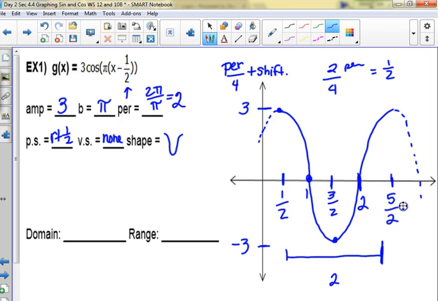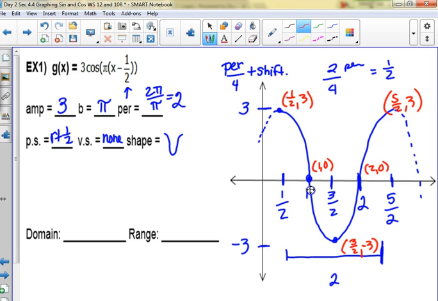All right, so give me the ordered pairs real fast. Somebody? 1/2, 3. 1, 0. 3/2, -3. 2, 0, and 5/2, 3. Now, what does that mean should actually happen when I go backwards?